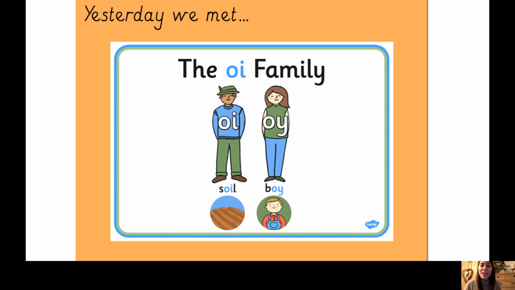Well, I remember that Daddy Oi loves to fix things together. He's just like the glue. So he goes in the middle of words. And I know that Mummy Oi is a little bit bossy because she's super caring and wants to make sure everyone is safe. So she goes at the end of words because she's making sure everybody else is ahead of her. So Mummy Oi goes at the end. Daddy Oi usually goes in the middle.